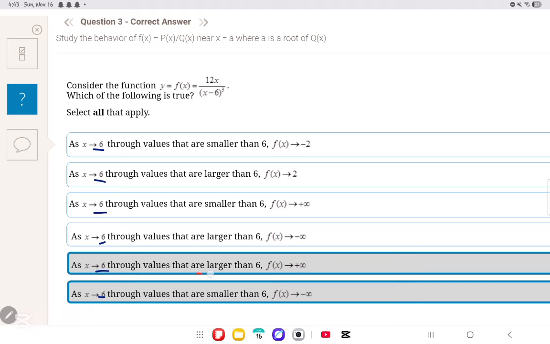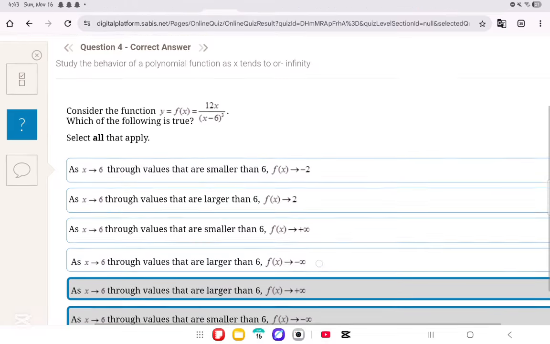So if I choose a number greater than 6, for example 8, 8 minus 6 will give me a positive answer, so it's going to be plus infinity. But if I choose a number smaller than 6, for example 2, 2 minus 6 is going to give me a negative answer. And pay attention, it's also to the power of 3. If it was to the power of an even number, they would both be positive. But because it's to the power of 3, it's going to be negative if I put a number smaller than 6. We move on to question number 4.